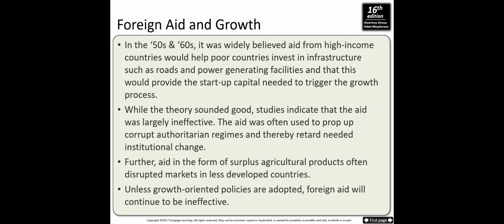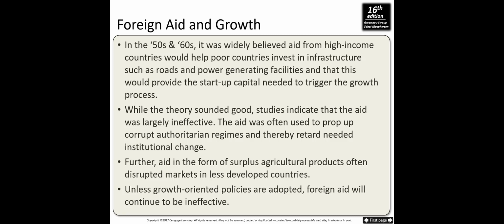And the next theory is foreign aid and growth. In the 50s and 60s, it was widely believed aid from high-income countries would help poor countries invest in infrastructure such as roads and power-generating facilities, and that this would provide the startup capital needed to trigger the growth process. While the theory sounded good, studies indicate that the aid was largely ineffective.